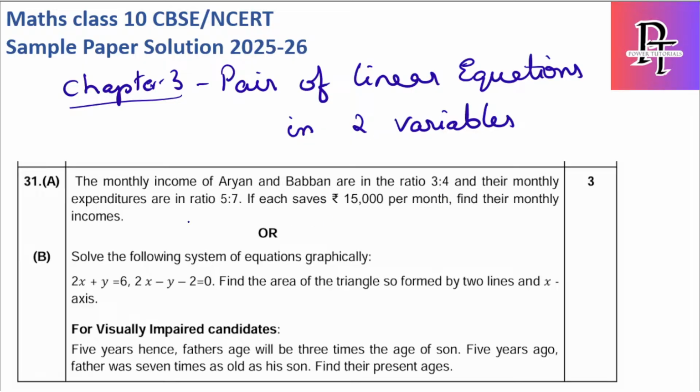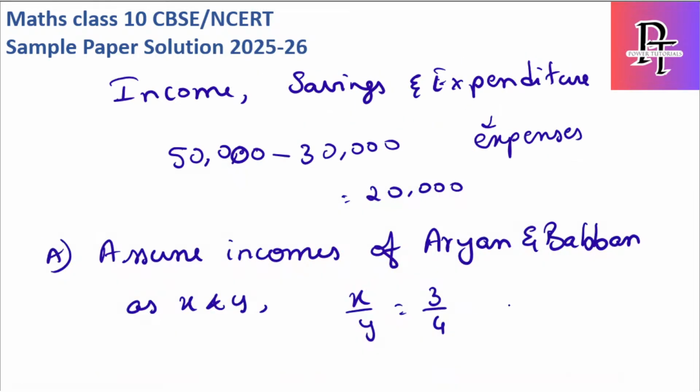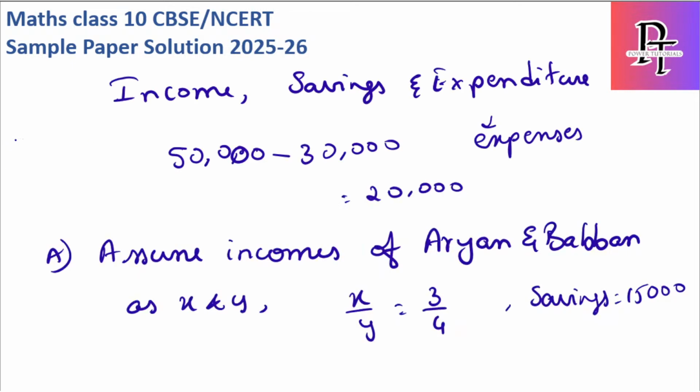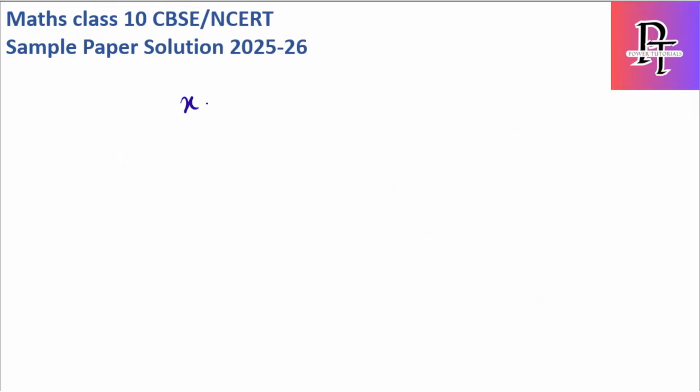Their monthly expenditures are in the ratio 5:7. Each saves 15,000 per month. So the savings they have provided is 15,000 for both persons, and their expenditures are in the ratio 5:7. What I told you is, income is equal to expenditures plus savings. So expenditure is income minus savings. The incomes are X and Y, and the savings are 15,000. So the second equation I can say is (X minus 15,000) by (Y minus 15,000) is equal to the ratio 5:7.